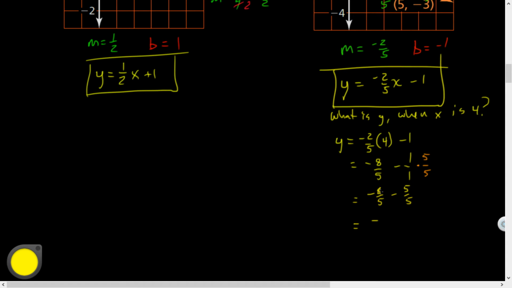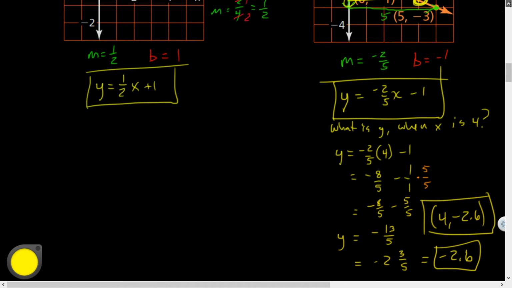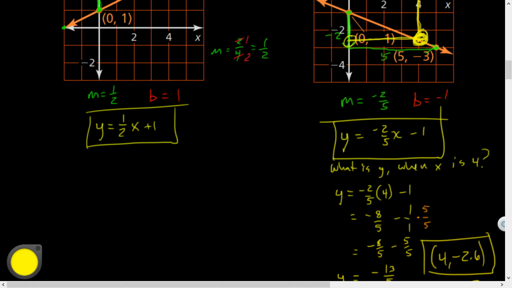So -8 and 5 combined are -13/5. So that's the y value when x is 4. And -13/5, if I write that as a mixed fraction, 5 goes into that twice with 3 remaining, so -2 and 3/5. That's the same as -2.6. So that means (4, -2.6) is the exact value of that point right there.